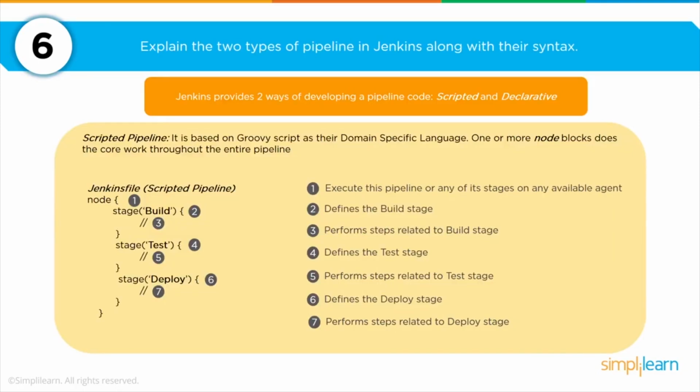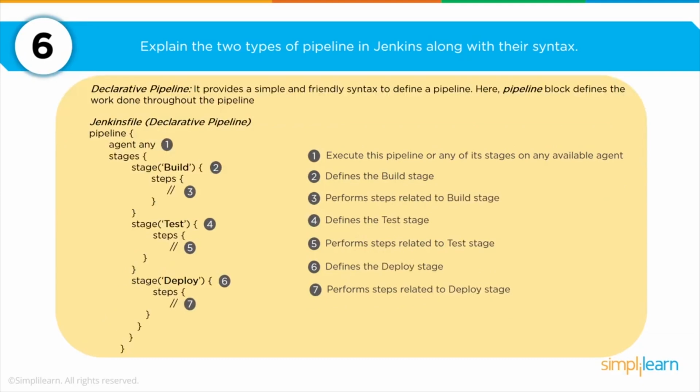Working with Jenkins, you're going to be asked to explain the two types of pipeline used in Jenkins along with the syntax. A scripted pipeline is based on Groovy script as its domain-specific language for Jenkins. There are one or more node blocks that are used throughout the entire pipeline. On the left-hand side, you can see what the actual script would look like, and the right-hand side shows what the actual declaration for each section of that script would be. The second type of Jenkins pipeline is a declarative pipeline.